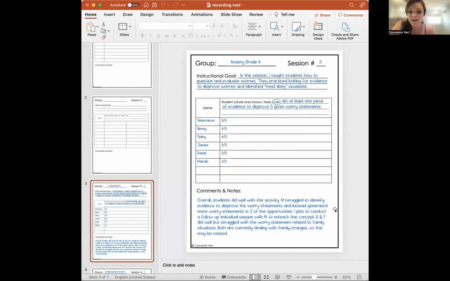M struggled to identify evidence to disprove the worry statements and instead generated more worry statements in 3 of the opportunities. I plan to conduct a follow-up individual session with M to reteach this concept. B and F did well, but struggled with the worry statements related to family situations. Both are currently dealing with family changes, so this may be related. So it's just an opportunity to offer a more full picture to the data that I've collected.